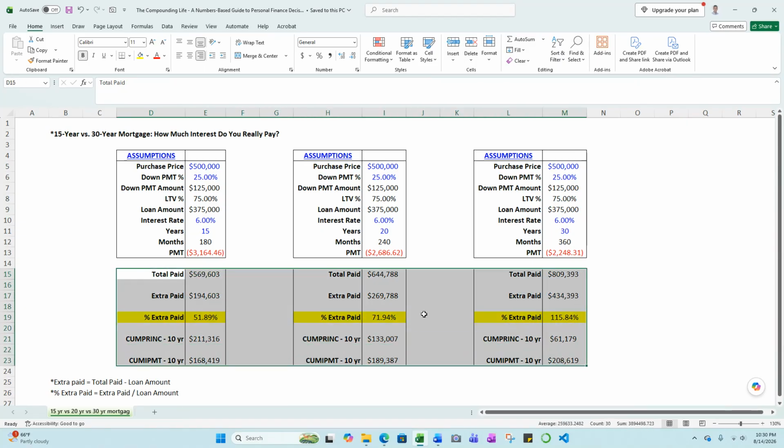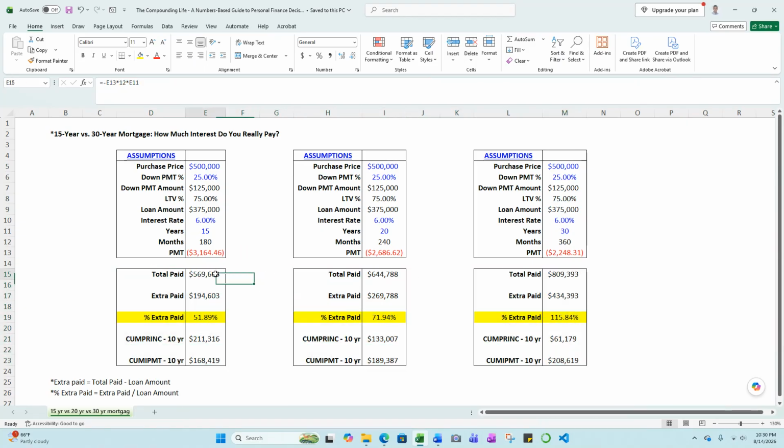So what I want to draw your attention to is here at the bottom in each of these three scenarios, it's the total amount paid. The way this is calculated is it takes the monthly payment times 12 for the 12 months in a year, and then multiplies it by how many years the loan is. So in each of these scenarios, it's 15, 20, and 30 years for each of these three loans. So we have our total amount paid right here, just across like that.